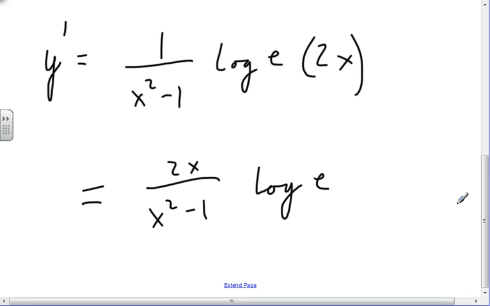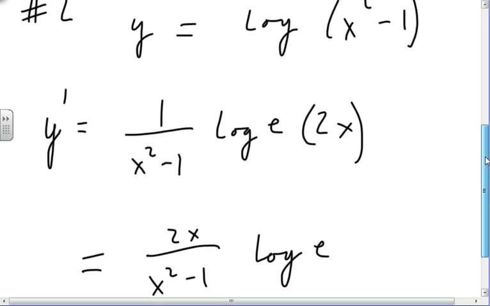And what is the log base 10 of e anyway? I don't know. Probably an irrelevant question, but I'll just do it anyway. 0.43429. Yeah, likely not something that comes to mind as something that I'd remember. Okay, so that's number 2.